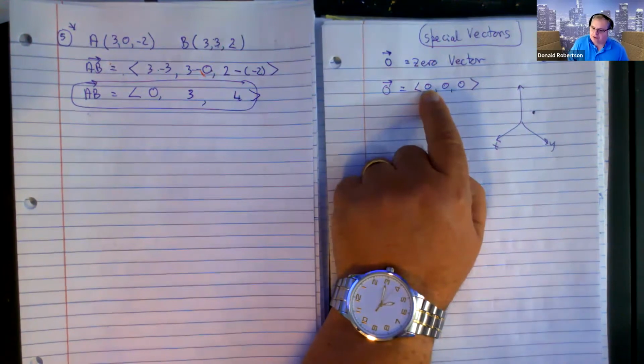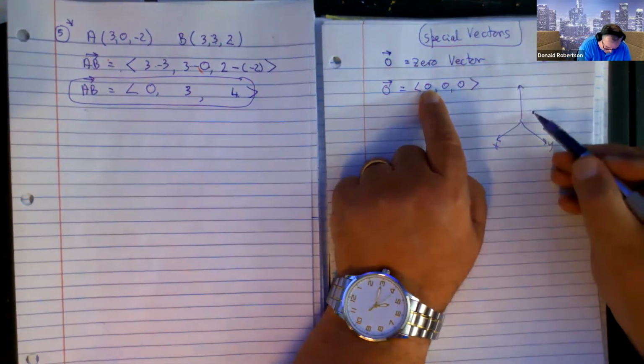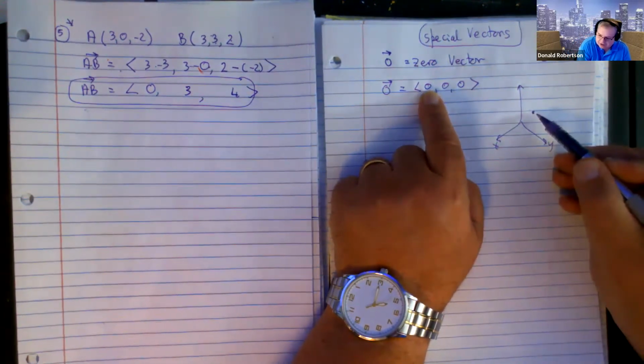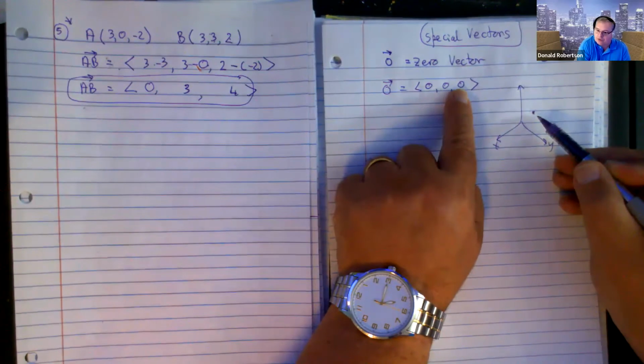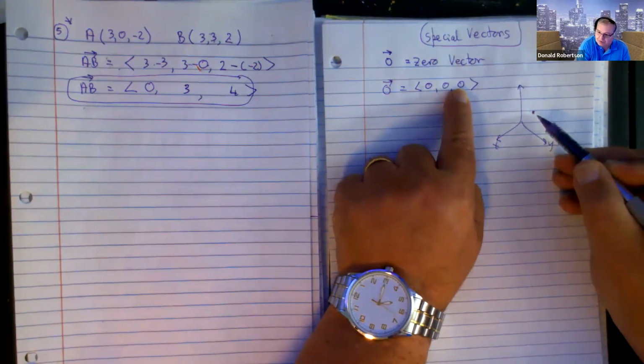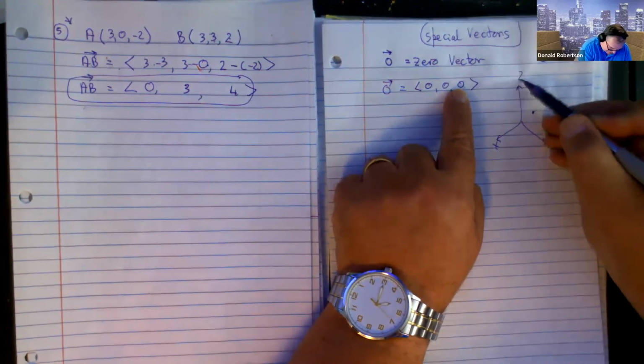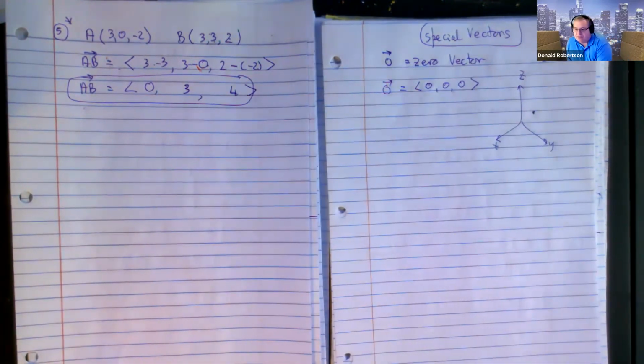Your instructions are now, from that starting point, go 0 in the X direction, so don't move. Then go 0 in the Y direction, which really means don't move. And then go 0 in the Z direction, which means don't move. Isn't a point in space then, any point in space, an example of the 0 vector?